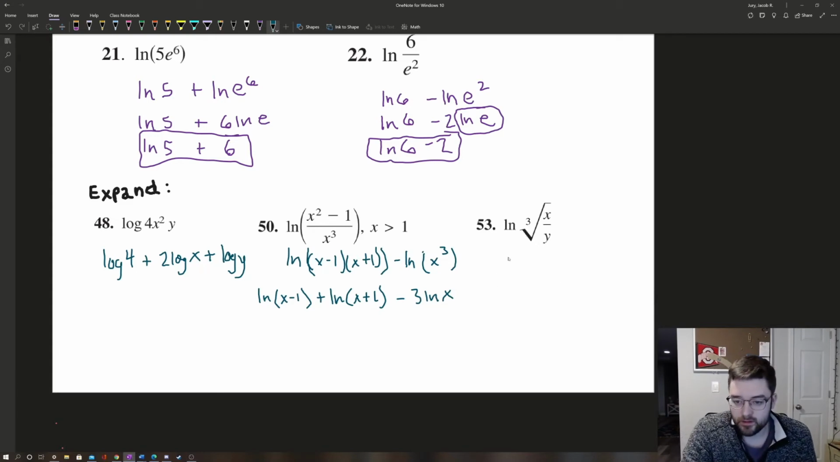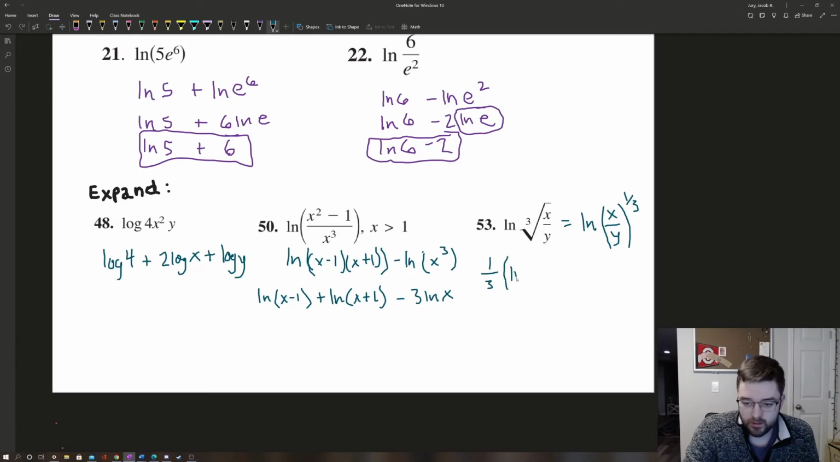Lastly, this natural log, remember that cube root is the same thing as a 1/3 power. That's really important. And not only that, but that 1/3 power is on both the numerator and the denominator. So this 1/3 power applies to the x and to the y. So in order to start this thing off correctly, I need to have a 1/3 and then my natural log of x minus natural log y.